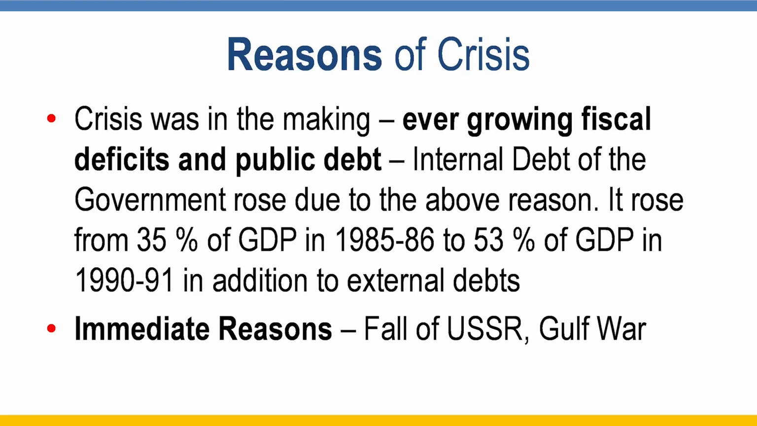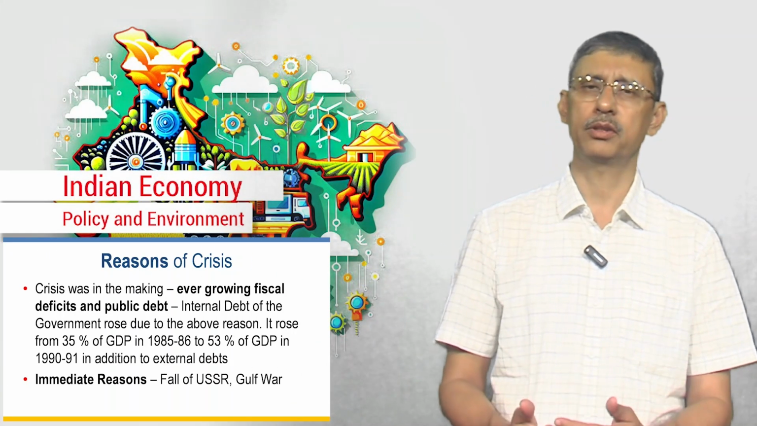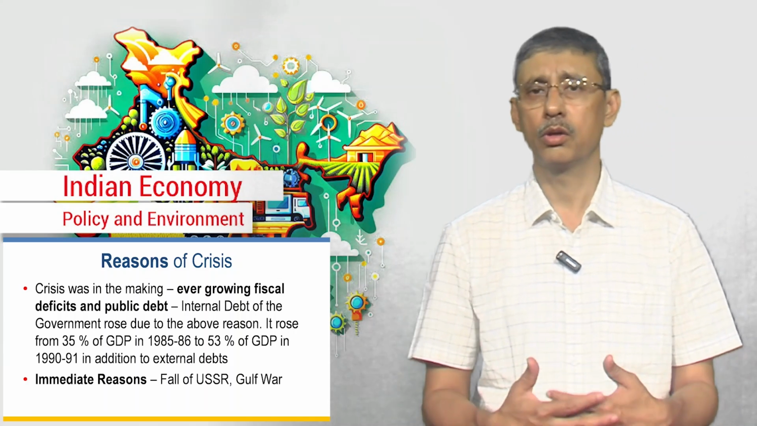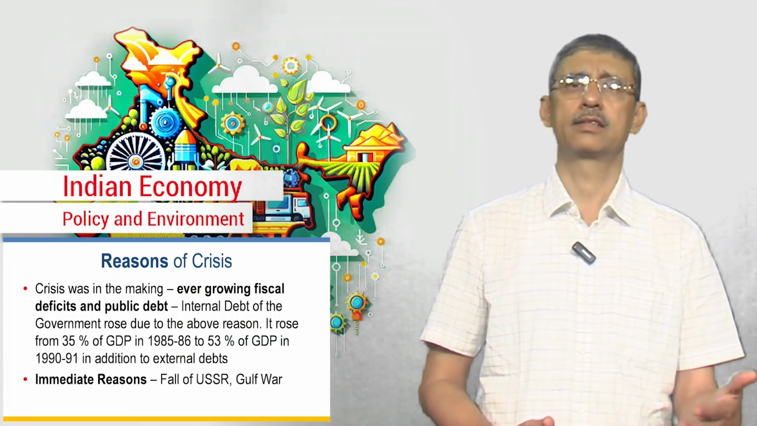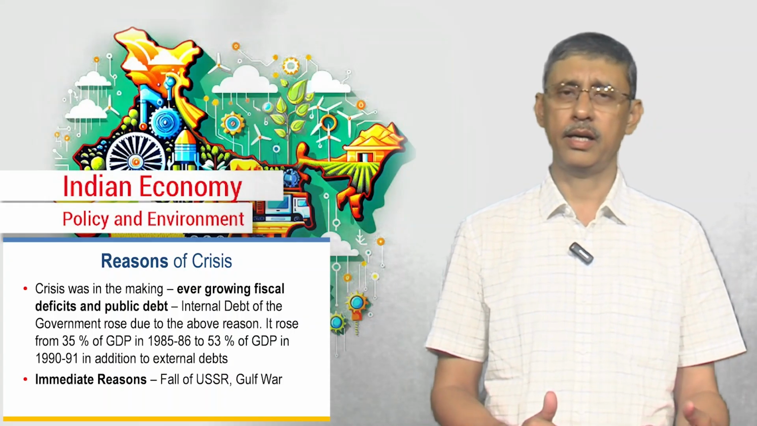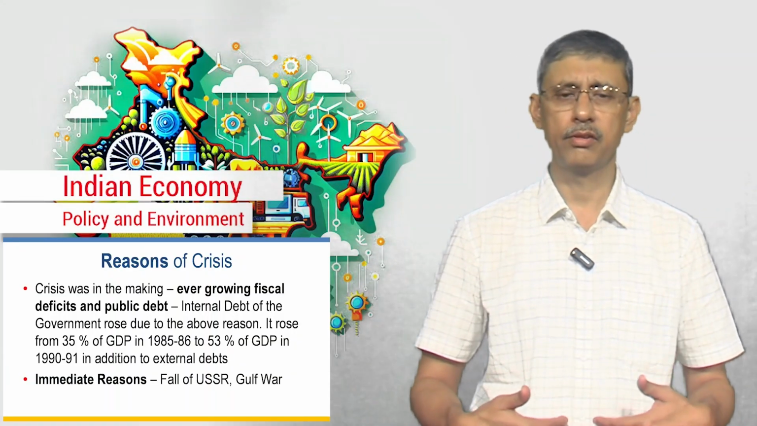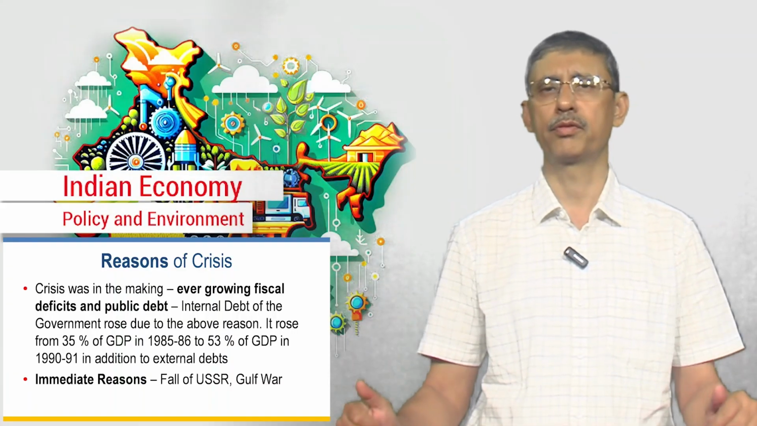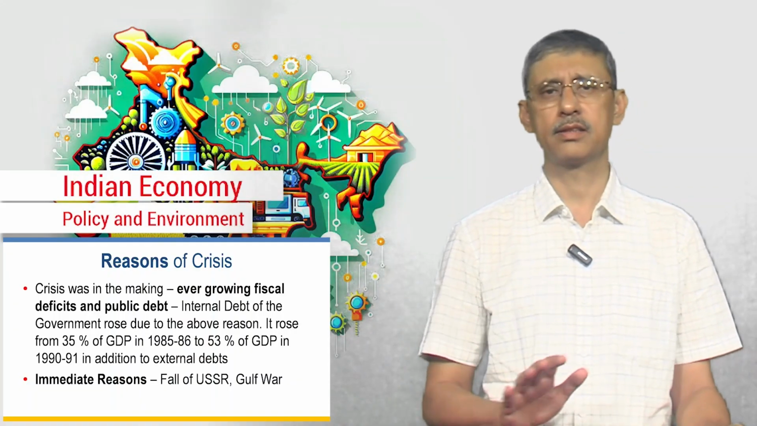For instance, in 85-86, the internal debt of government was about 35% of GDP. And after 5 years, it had become 53% of GDP. So therefore, half of the GDP is your loan, half of the GDP is your debt, because you wanted to finance the deficit through public debt. And the fiscal deficit was coming from the increasing size of public expenditure, mostly coming from the way we managed the economy. And many people argue that this is the reason.